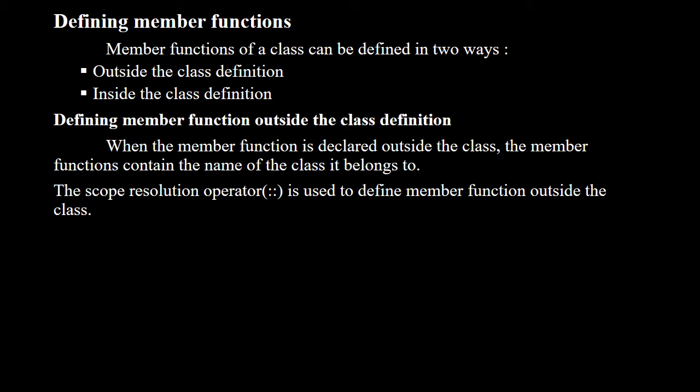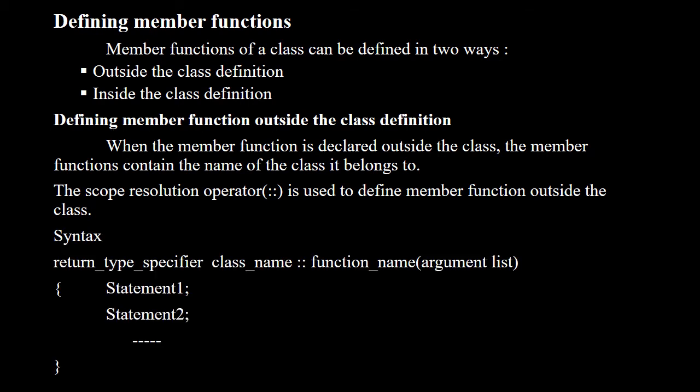We use the operator called scope resolution operator for defining member functions outside the class. The scope resolution operator is :: without a space. The syntax of defining member functions outside the class is return type, class name, scope resolution operator, function name, argument list, then open curly bracket, statement 1, statement 2, etc., closing curly bracket.